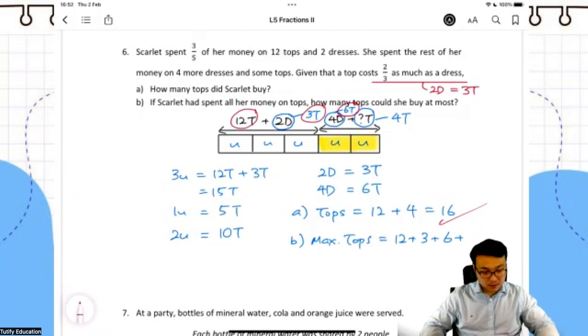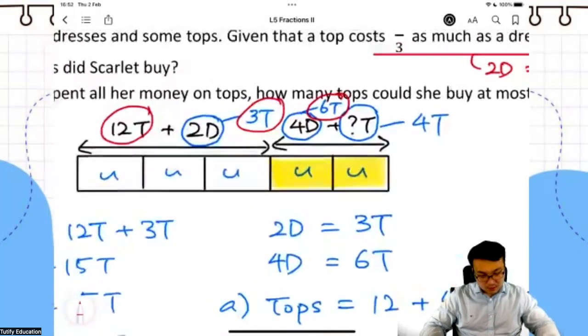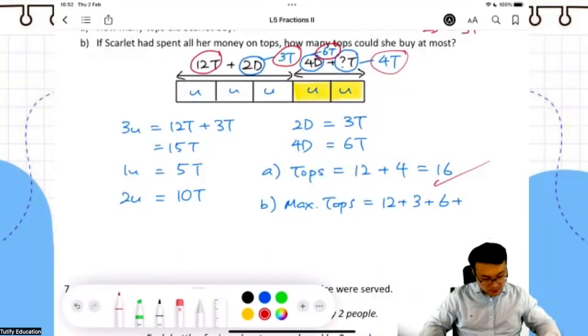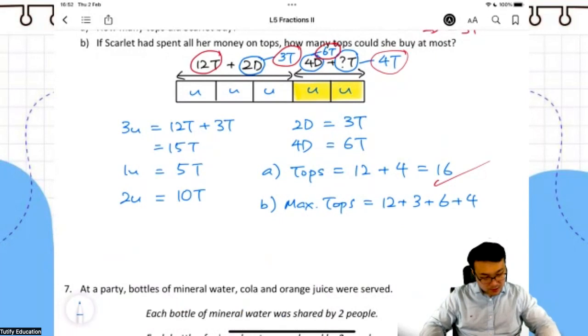Abby? 12, 3, 6, and what? How many tops? The question mark is how many tops? Right. 4. Correct. 12, 3, 6, 4. So 12, 3, 6, 4. And what do I get?